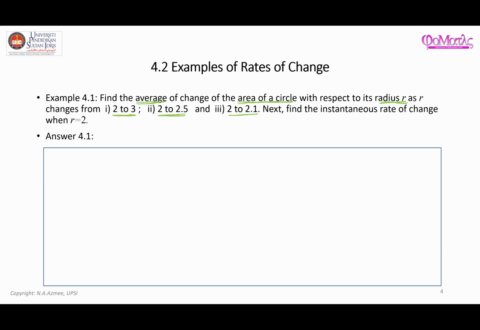So basically, this part of example 4.1 is all about finding the change in delta y over delta x. So you're talking about the average rate of change of the area of a circle with respect to radius. In this case, the area of a circle is y and x is the radius. Now the next part is to find the instantaneous rate of change when r is equal to 2.